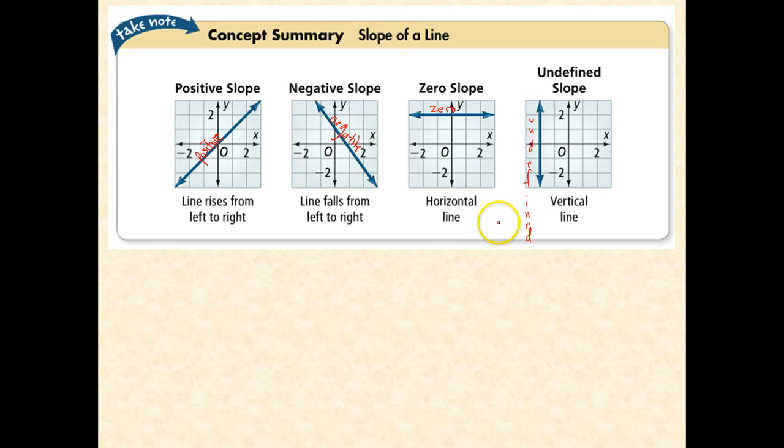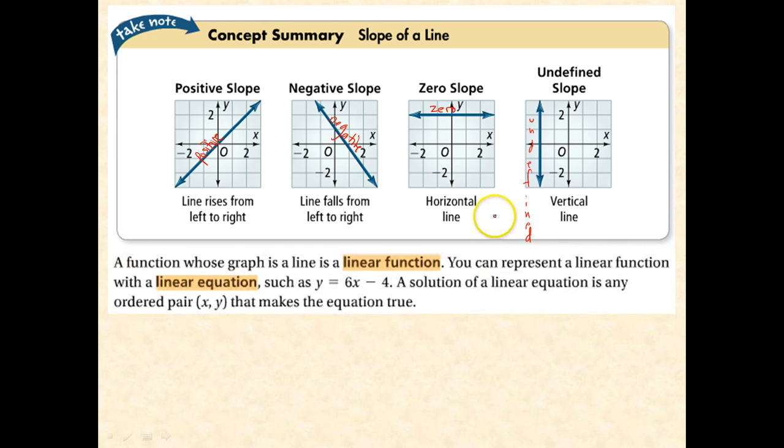Because the word will just fall right off. So any function whose graph is a line, we call it a linear function. And you can represent linear functions with linear equations. So y equals 6x minus 4 is a linear equation, and the linear function would be f of x equals 6x minus 4. And those two would have the same graph. This is what we call the linear equation, and this is what we call the linear function. A solution of a linear equation is any ordered pair x, y that makes the equation true.